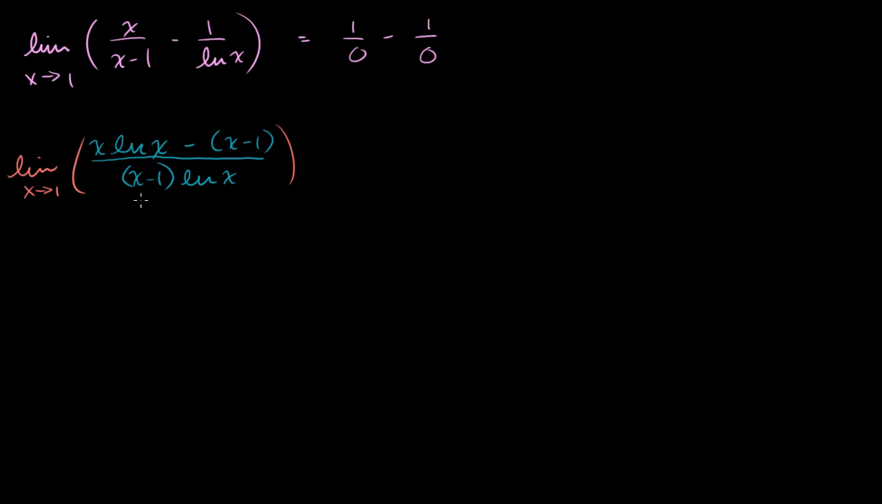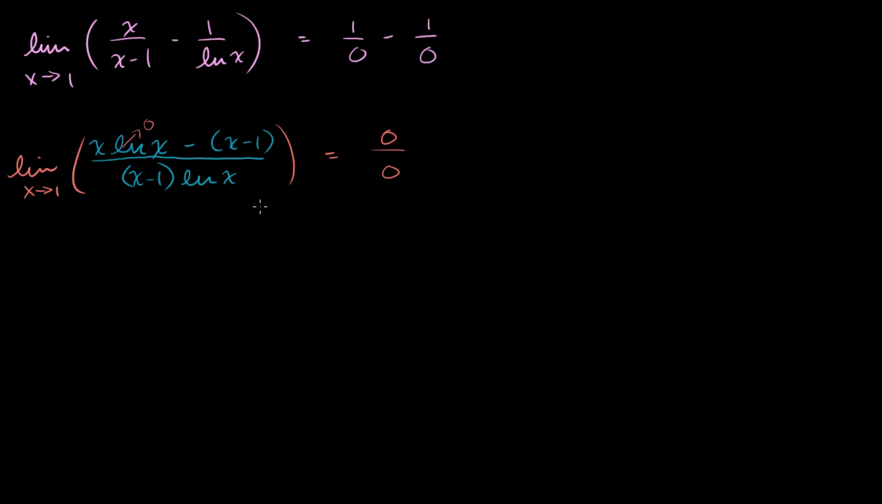Do we get anything more interesting? So what do we have here? We have 1 times the natural log of 1. The natural log of 1 is 0. So we have a 0 here. Minus 1 minus 0. So that's going to be another 0 minus 0. So we get a 0 in the numerator. And in the denominator, we get a 1 minus 1, which is 0, times the natural log of 1, which is 0. So 0 times 0, that is 0.